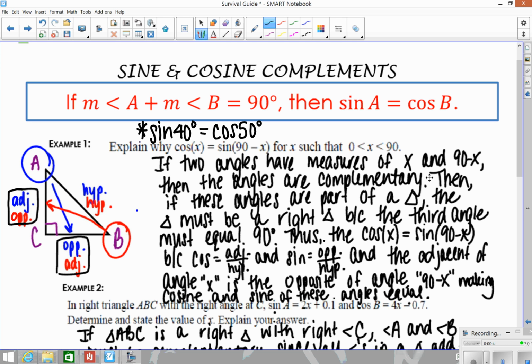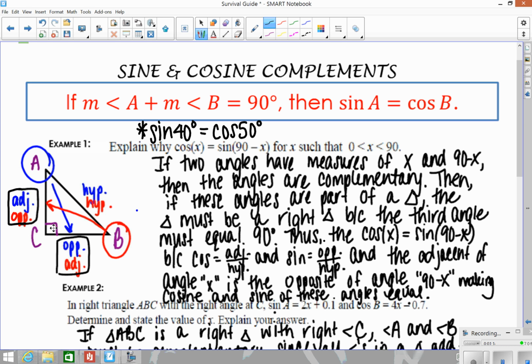Now, the reason for that is explained here. In this situation, x and 90 minus x represent two angles that have to be complementary, because if you add x plus 90 minus x, you get 90. Since those add up to 90, the third angle in the triangle would have to be a 90-degree angle, because 180 minus 90 gives you 90. So if this was x and this was 90 minus x, those are complementary, and then you have a right triangle.